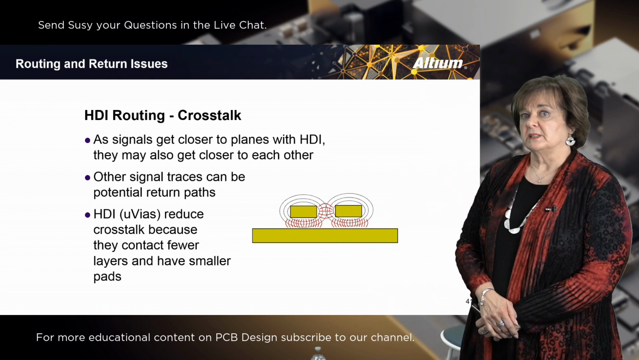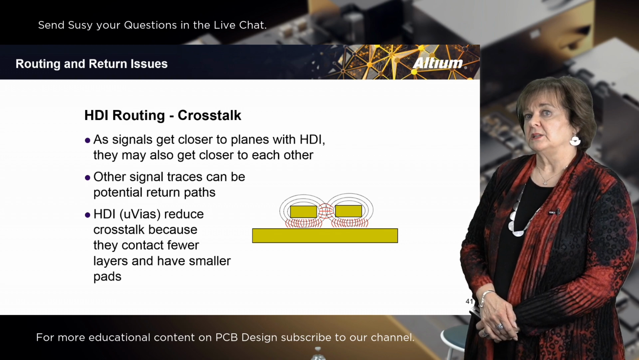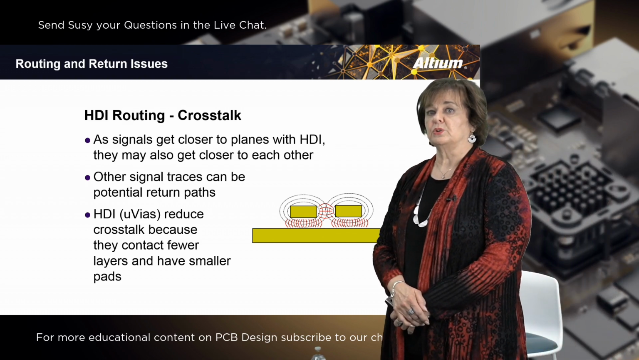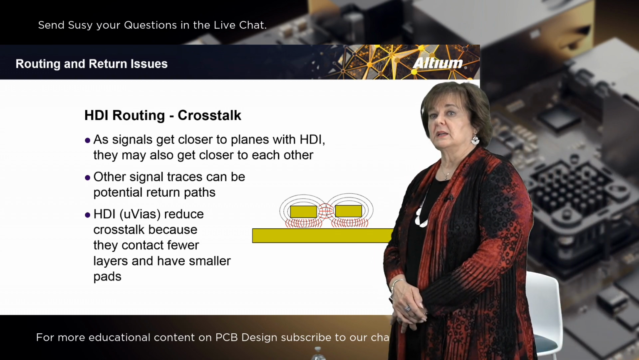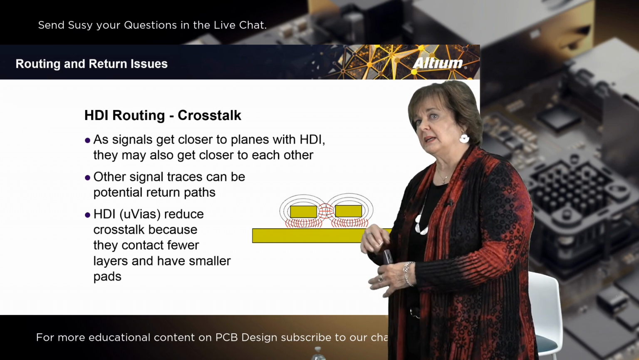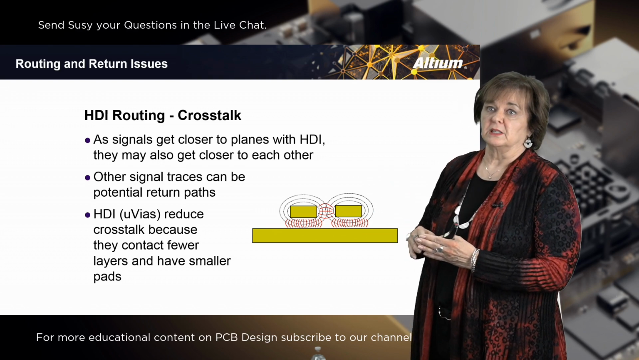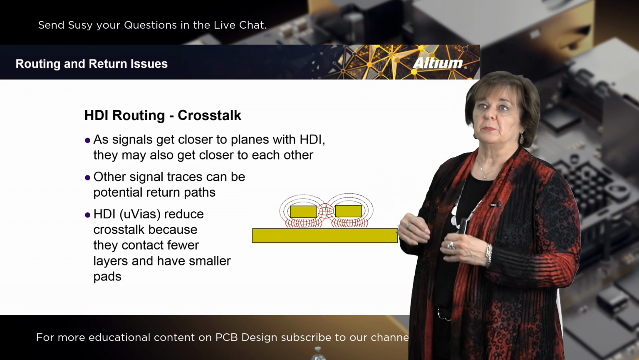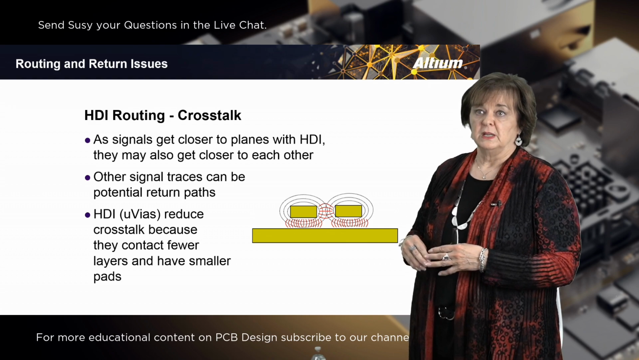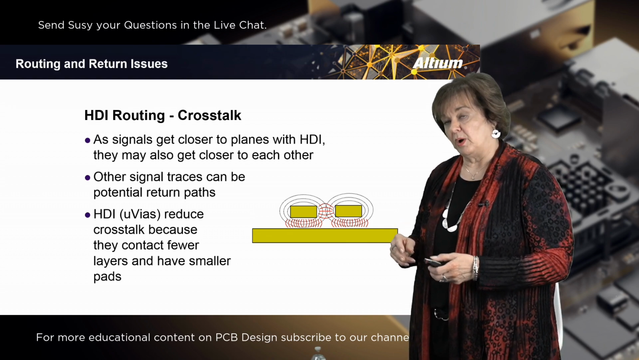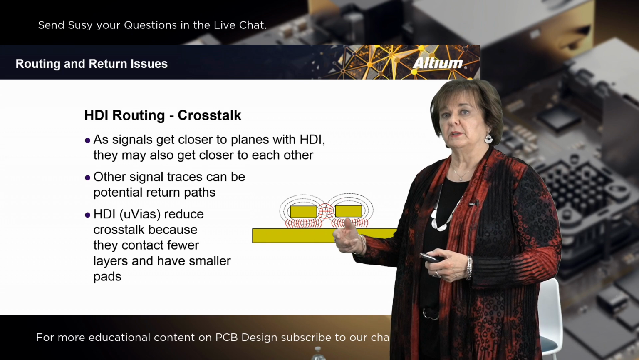Other signals and traces can be potential return paths, and HDI microvias reduce crosstalk because they contact fewer layers. So we'd like to use HDI for fewer layers, and because they're nice and close to their return planes, if they're set up properly, they will work very, very well. If they're set up improperly, there may be problems even greater than with regular vias.